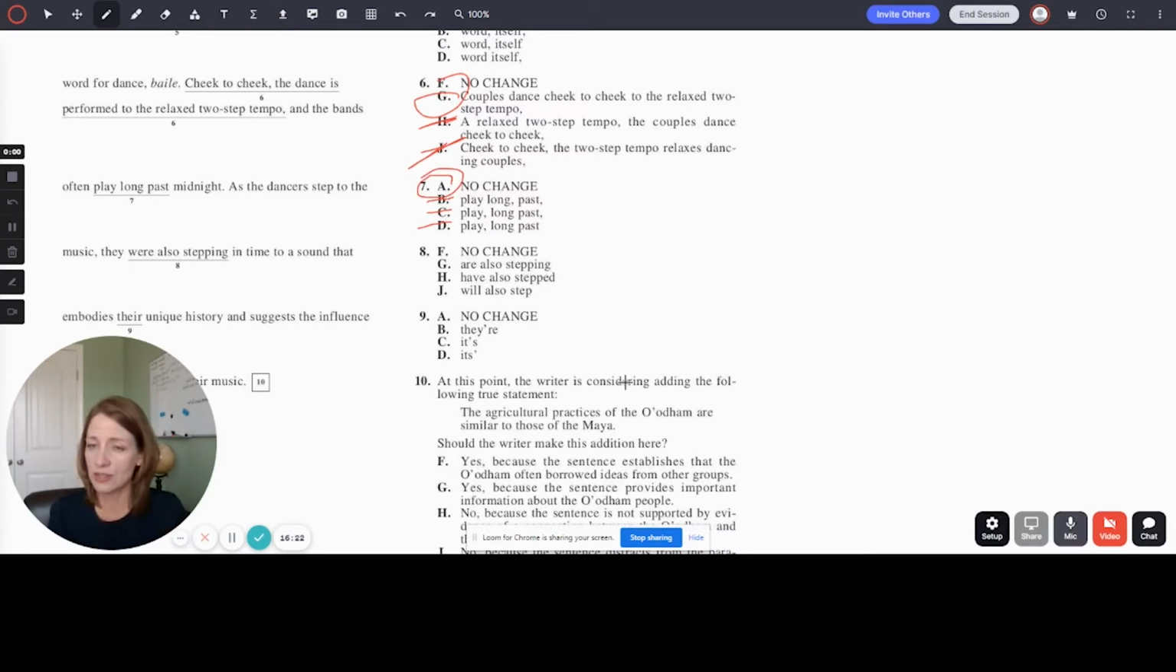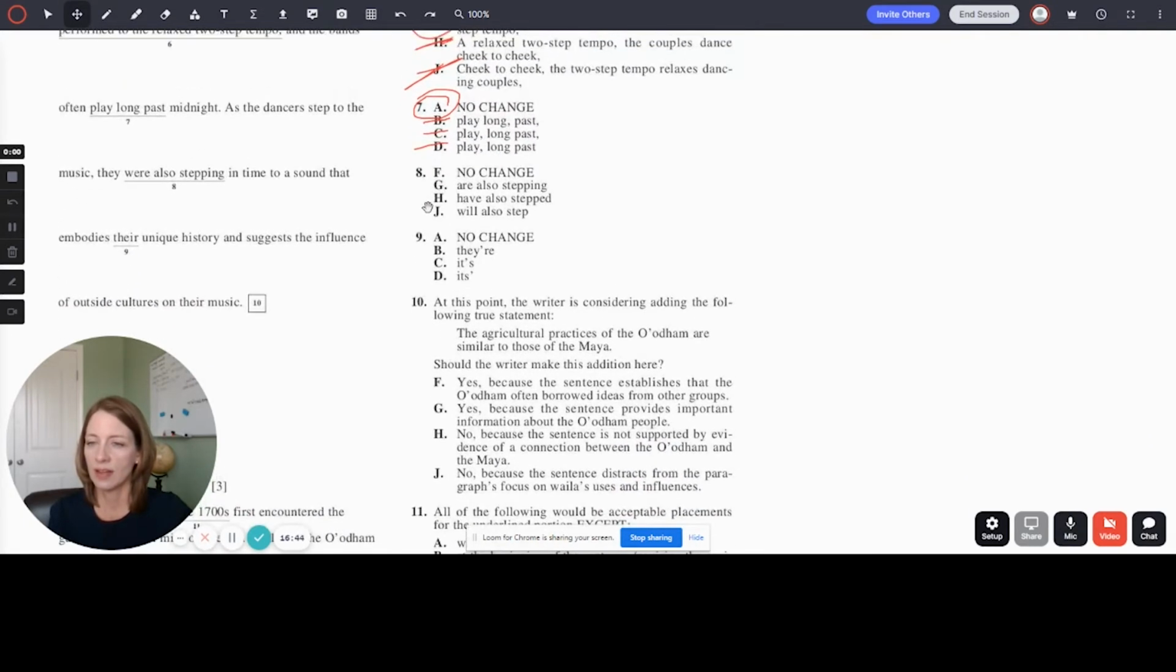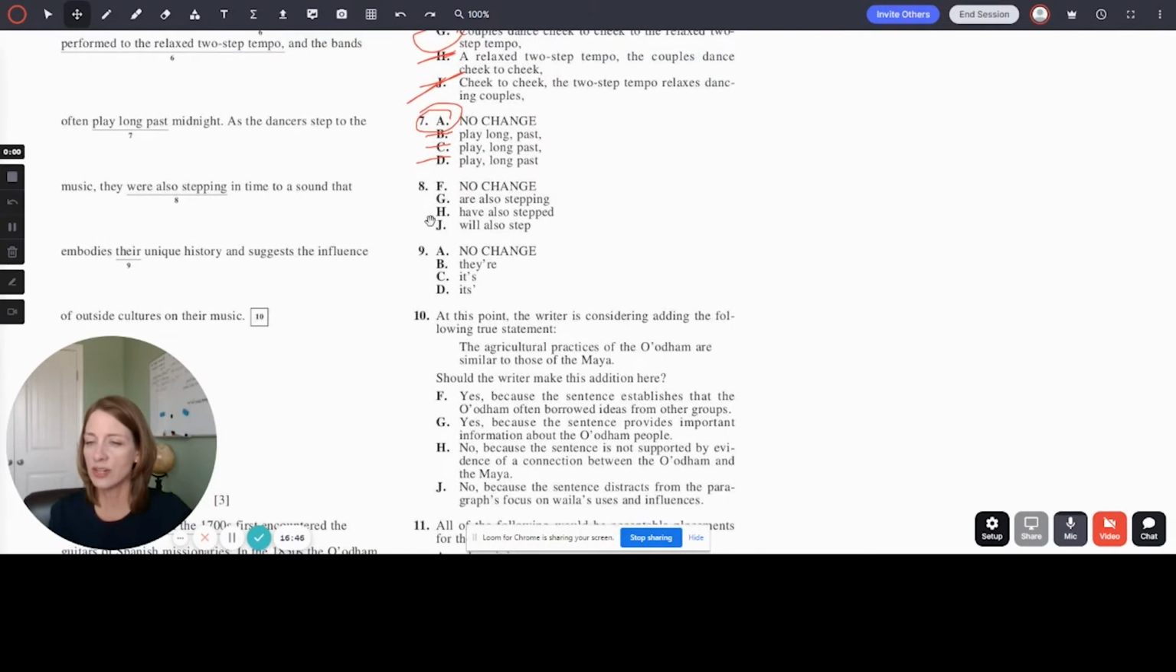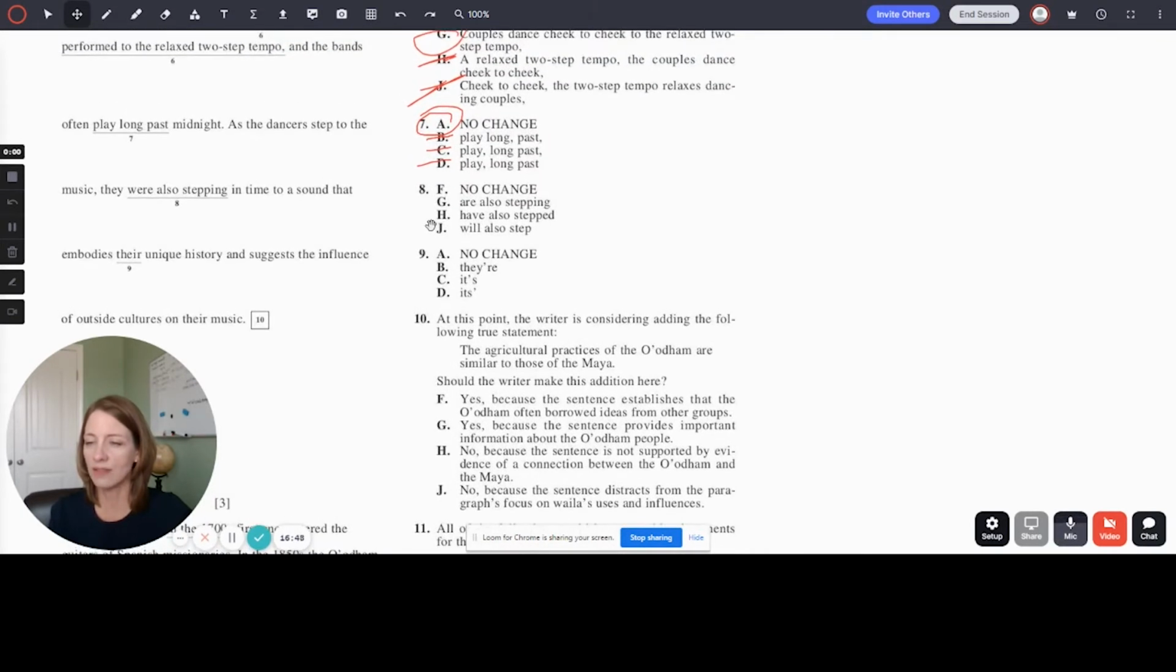8. As the dancers step to the music. Okay, so as they're doing it, as the dancers step to the music, they were also stepping in time to a sound that embodies their unique history. Very grandiose. Unique history and suggests the influence of outside cultures on their music.